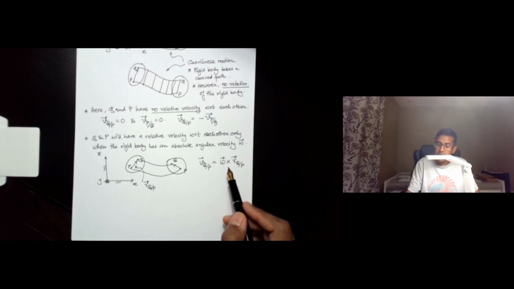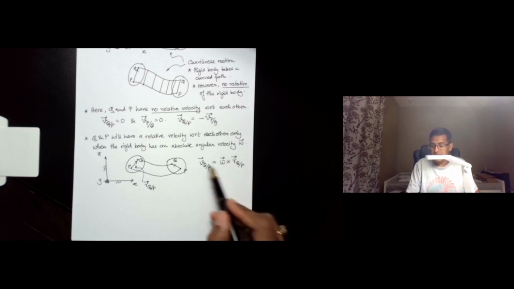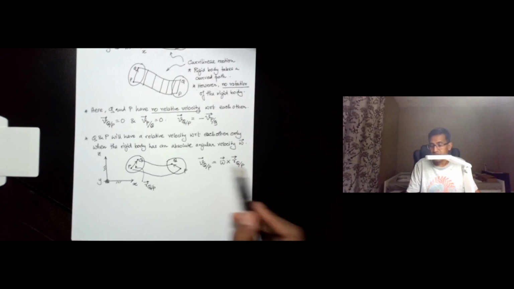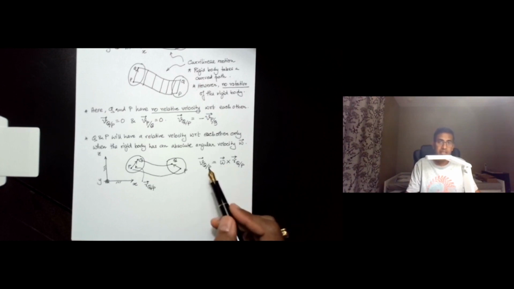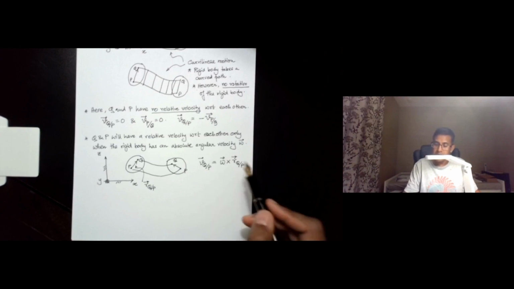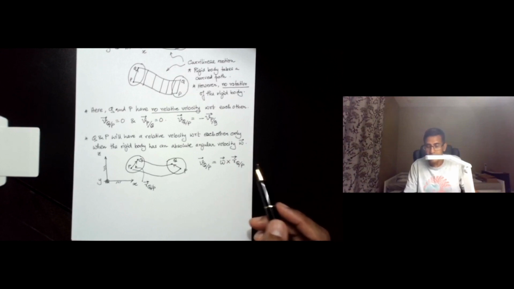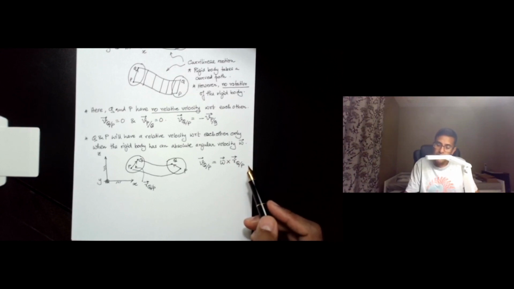Now just because an angular velocity causes this cross product to be possible does not mean that if the rigid body has got an angular velocity, there will necessarily be a relative velocity of q with respect to p, right? Because you can have an angular velocity, but p and q could be the same point. Of course, then it doesn't matter. There is no relative velocity.